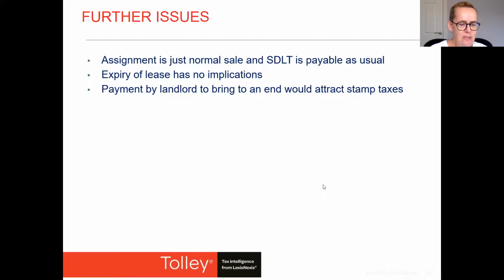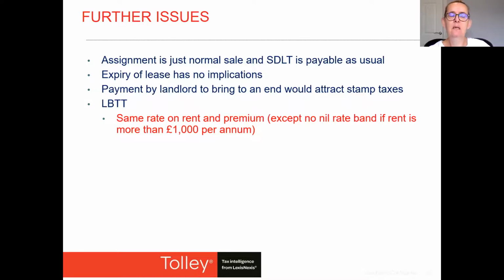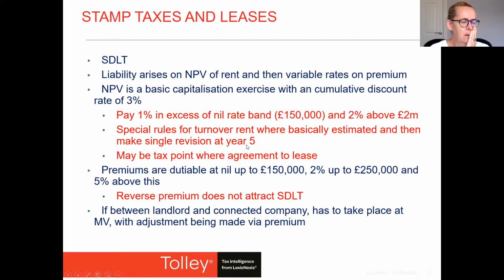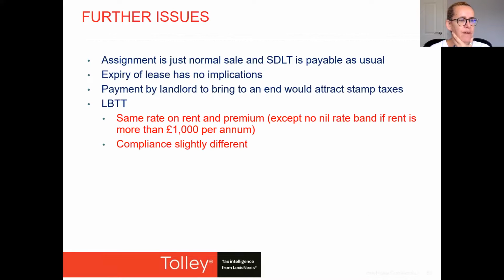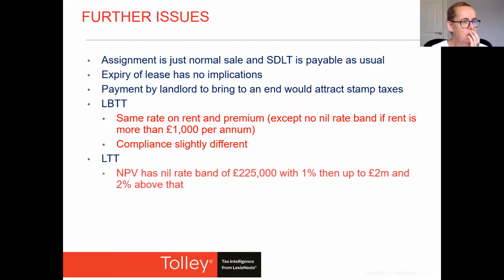Okay, so let's just have a look at the differences for LBTT and LTT. For land and buildings transaction tax, it's the same rate of tax on the rent and on premiums, except there is no nil rate band if the rent is more than £1,000 per annum, which means that you effectively pay, gosh, I couldn't remember what the rate is then. 2%, isn't it, over 150 up to 250. So you would effectively pay 2% on the premium from 0 up to 250 and then 5% above. The compliance in Scotland is also slightly different because you register the lease and pay the LBTT at the same time.